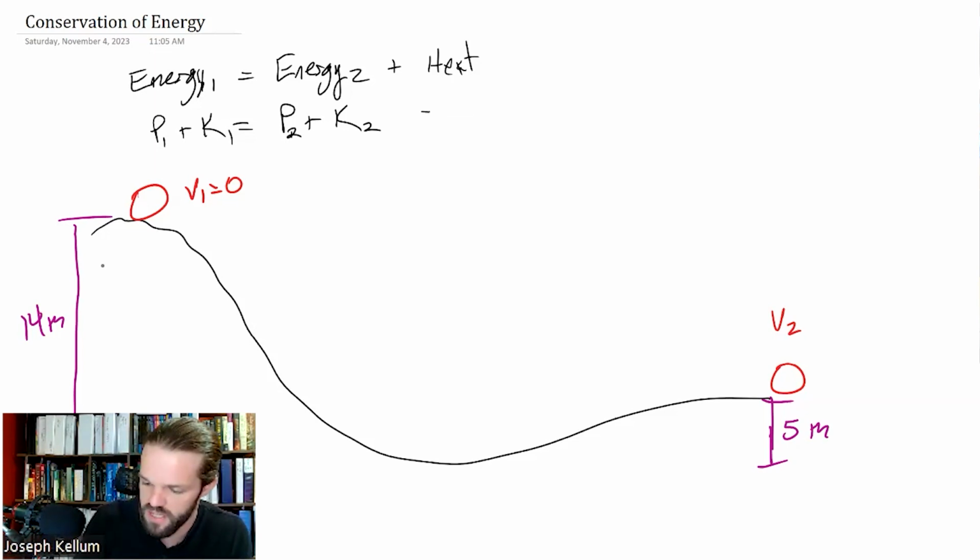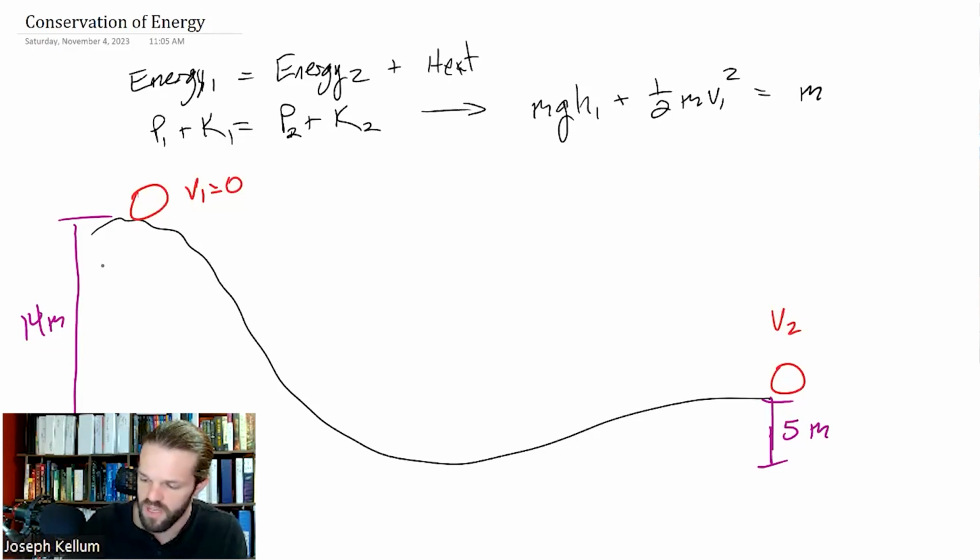So the equation for this, potential energy in this case, is all gravitational. So we've got mass of the ball times downward acceleration due to gravity times the height 1 in this case, plus kinetic energy, which is 1/2 times the mass of the ball times velocity of the ball at the beginning squared. And that's all going to be equal to the same stuff just at the end here. So this is the equation we come up with.